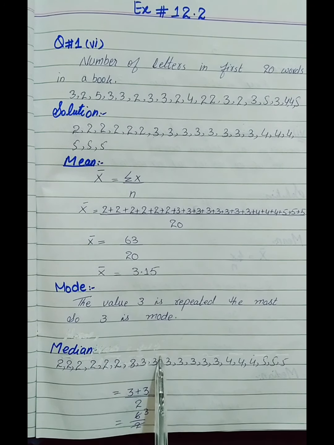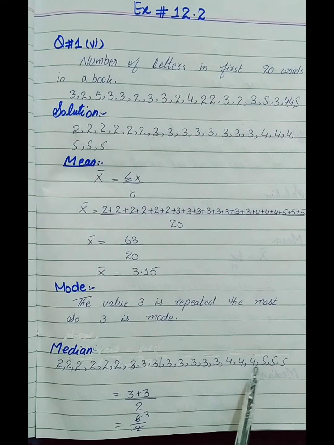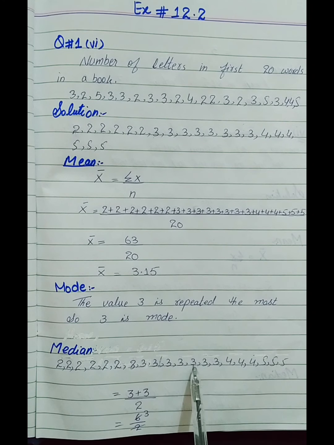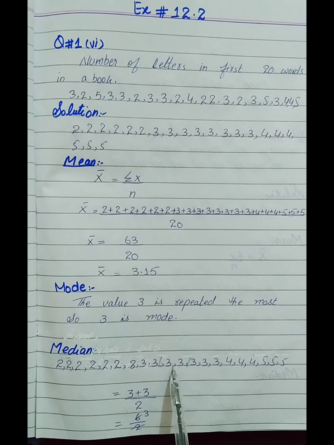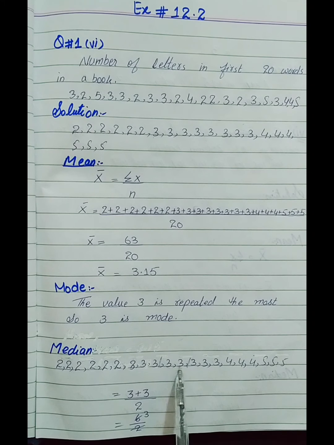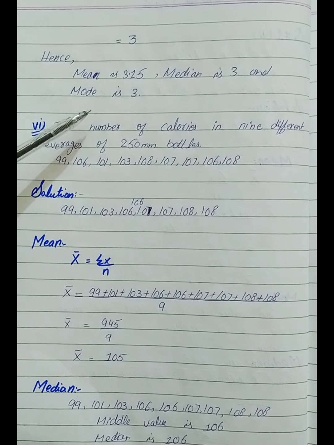8 and 9, and then from the last 1 2 3 4 5 6 7 8 9. So we have 2 values in the middle, which are 3 and 3. We add the values and divide by the number of values, because we have 2 numbers, so divide by 2. 3 plus 3 divided by 2, which is 6 divided by 2, we get 3. It means that the median is 3. So the mean is 3.15, median is 3, and mode is also 3.